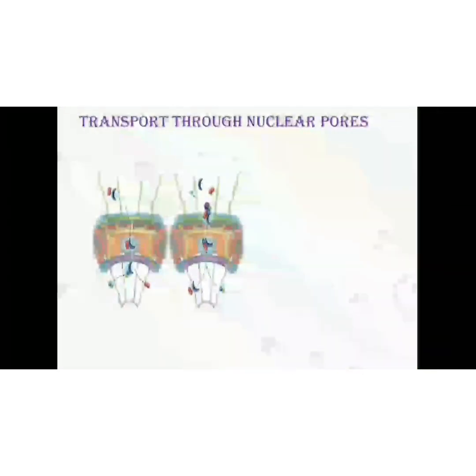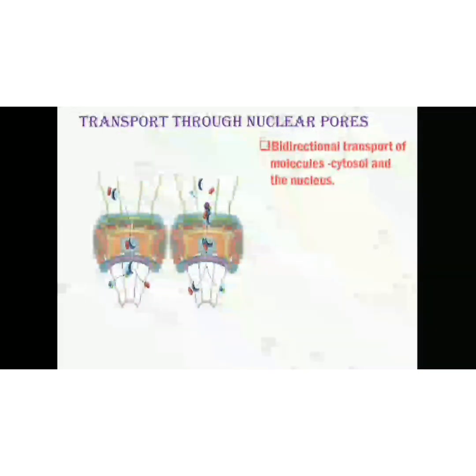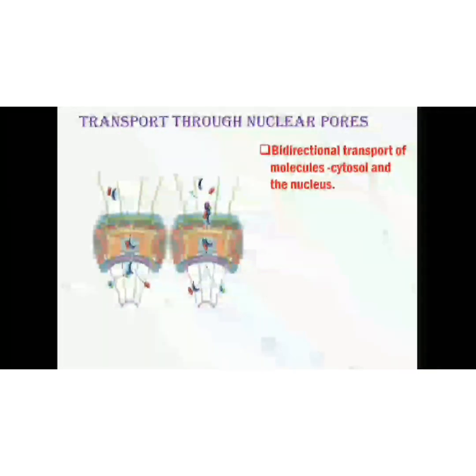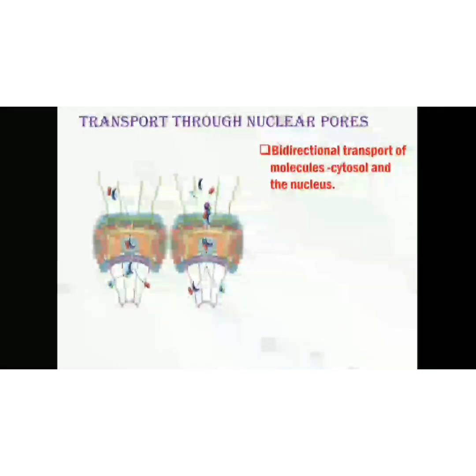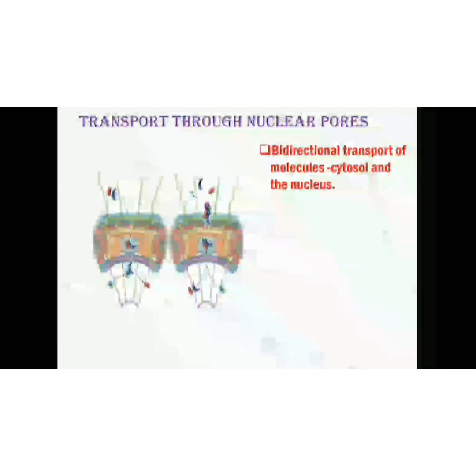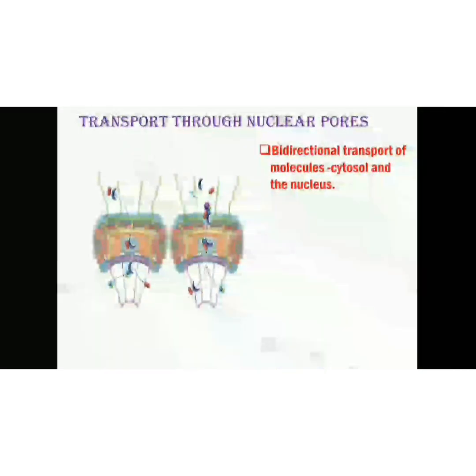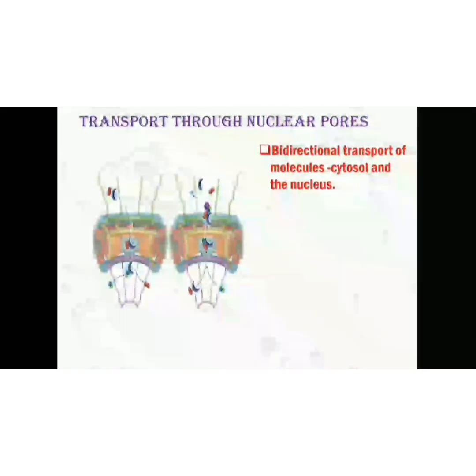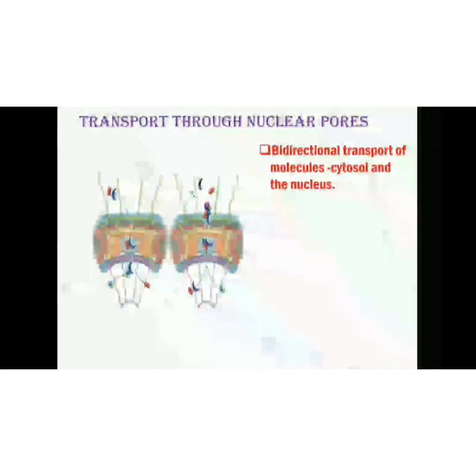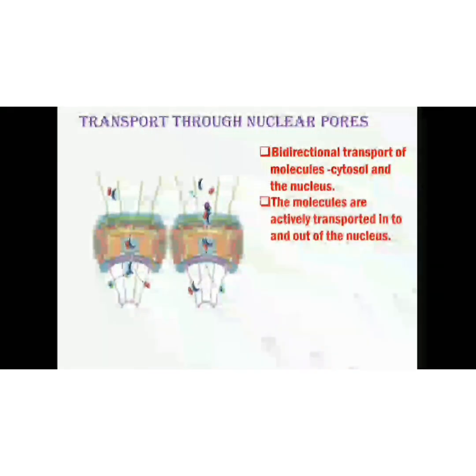Transport through nuclear pores. Bidirectional transport of molecules occurs through nuclear pores between the cytosol and the nucleus. RNA molecules and ribosomal subunits are exported to the cytosol, while all of the proteins that function in the nucleus are synthesized in the cytosol and are then imported. The molecules are actively transported into and out of the nucleus.